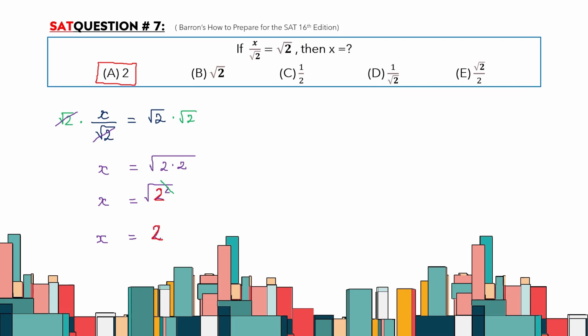So just to remind, the square root of 2 times 2 is the same thing as square root of 4, or it's the same thing as 2 squared. When we take the square root, that will be equal to, because 2 squared equals 4. So square root of 4 is the opposite, it will be equal to 2.